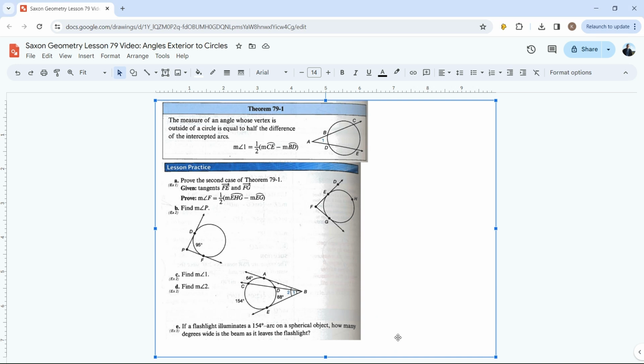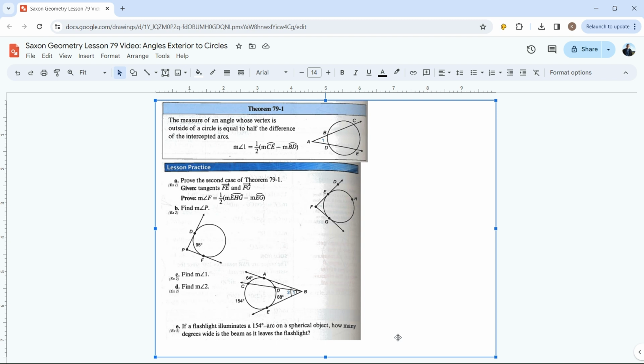Hey, geometry students, in this lesson, we're going to be talking about angles exterior to circles. And actually, this lesson, lesson 79, is a partner lesson to a lesson from a while ago, lesson 64, where we learned about angles interior to circles.